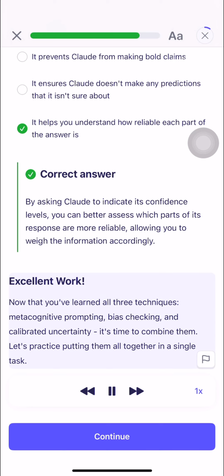Excellent work. Now that you've learned all three techniques, metacognitive prompting, bias checking, and calibrated uncertainty, it's time to combine them. Let's practice putting them all together in a single task.